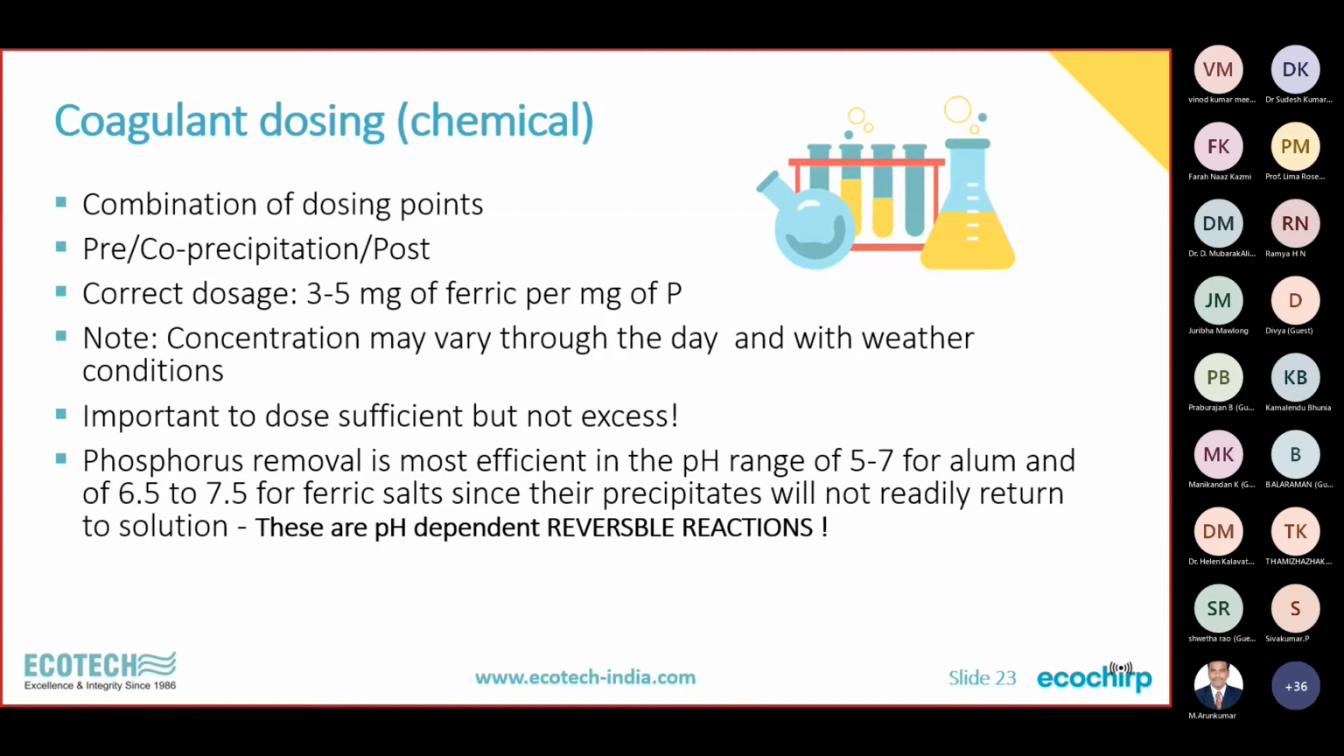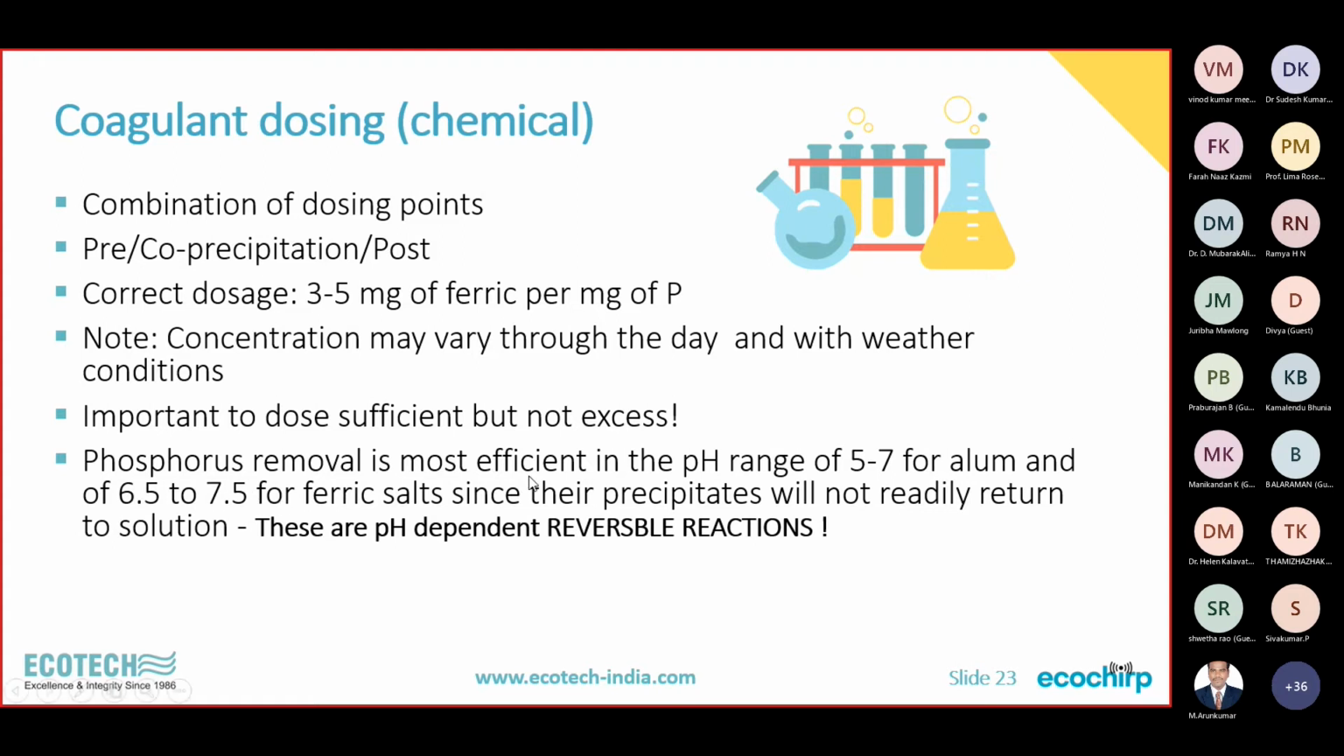Correct dosage of these chemicals is required. 3 to 5 milligrams of ferric per milligram of phosphorus. We also have to keep in mind that the concentration of phosphorus may vary through the day and with weather conditions, depending on the season as well. So it is important to dose the sufficient amount of chemical, but not excess. Excess dosage will cause a lot of iron to accumulate in the wastewater.